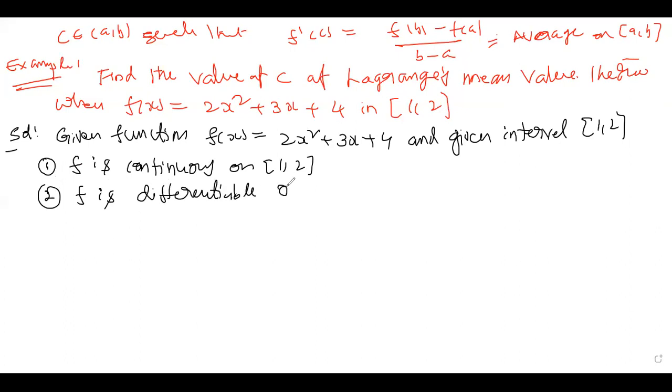F is differentiable on the open interval (1, 2). These two are always true. Why? Because this is a polynomial function, and every polynomial function is differentiable and also continuous. Otherwise, we can check it.